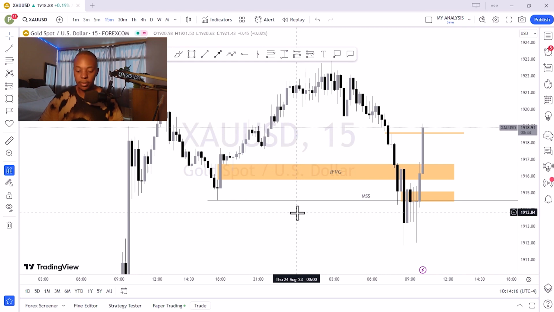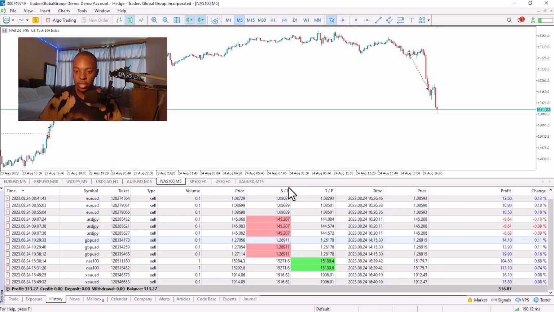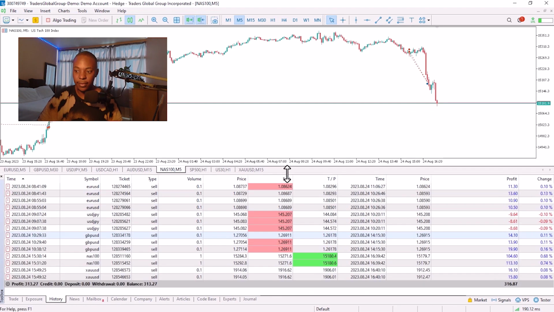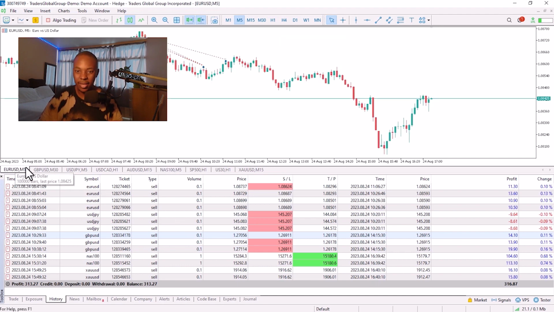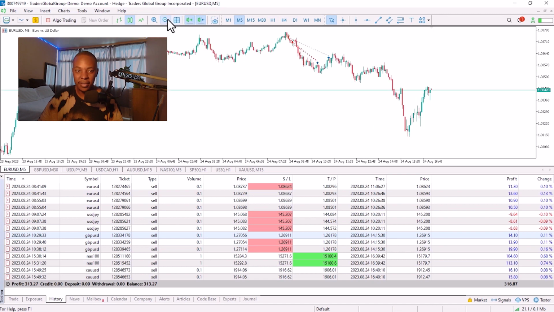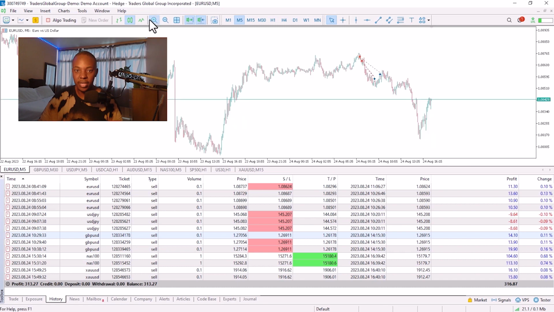So I'm just going to show you what happened on the MT5. As you can see, these are all the trades that I took today. Profit there is 313. Going to the first one, which is the EURUSD, let me just zoom in.